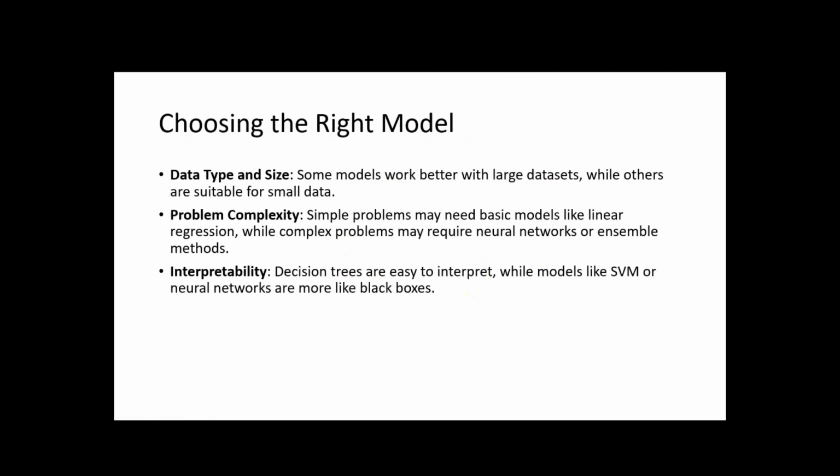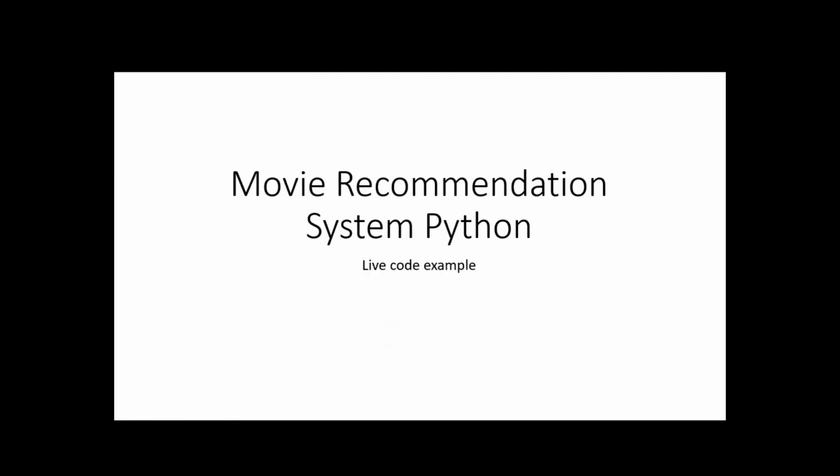Whenever you go for selecting the right model, there are quite a few things you need to look at, which include what kind of data you are dealing with and what kind of problem complexity you are dealing with. Interpretability is another thing. If you are working with decision trees or something else, that also decides which model to use. Now we are going to go to the recommendation system.